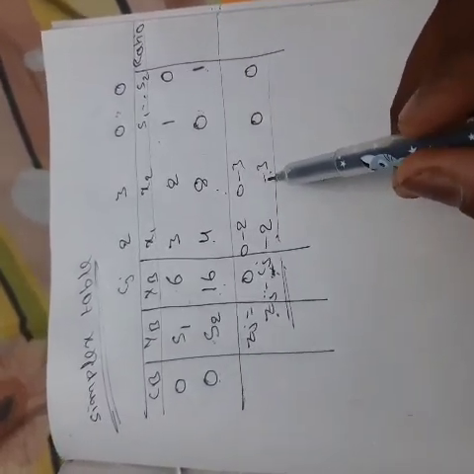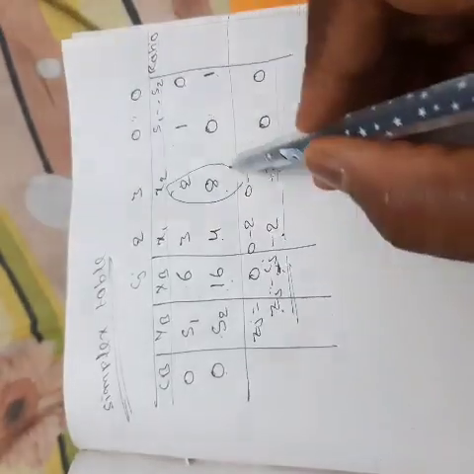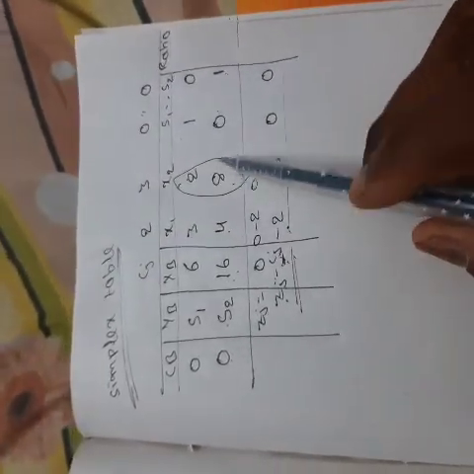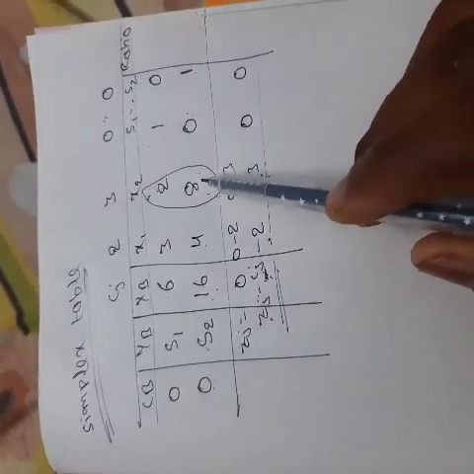You have to select the most negative or the least value. The least value in these two is this one. Select that entire column. This column is called the key column.